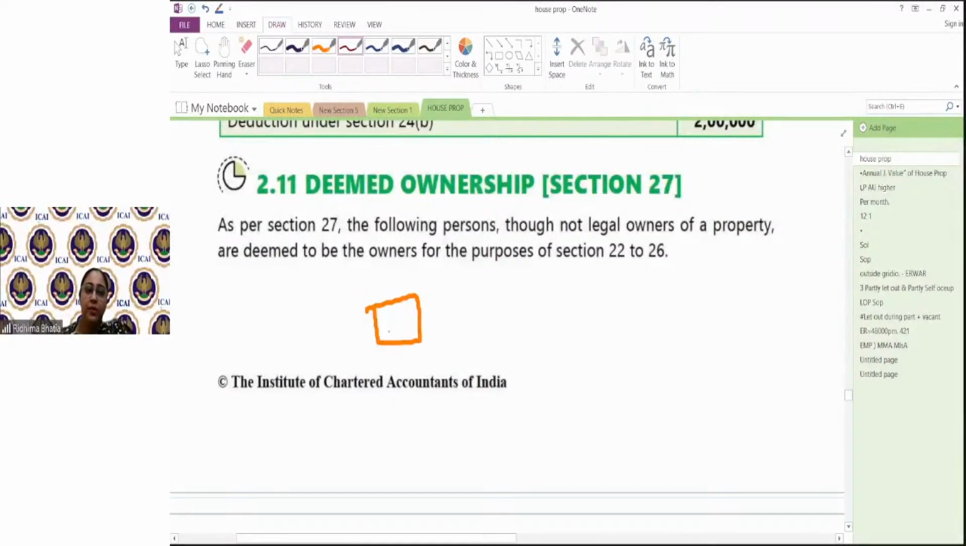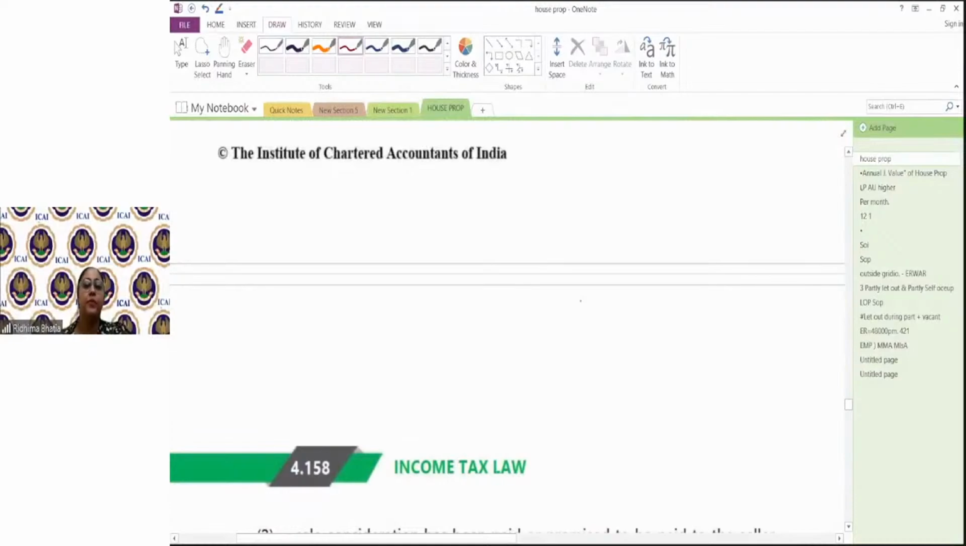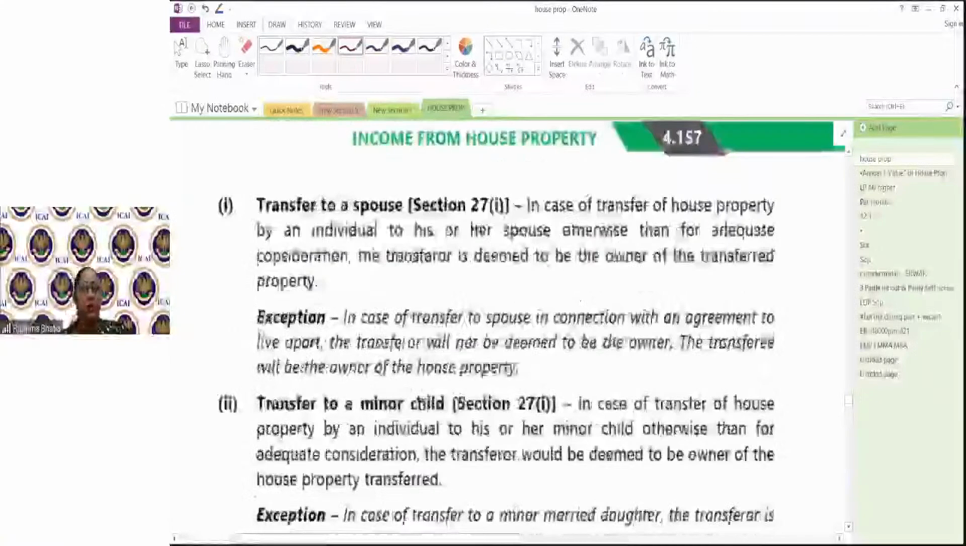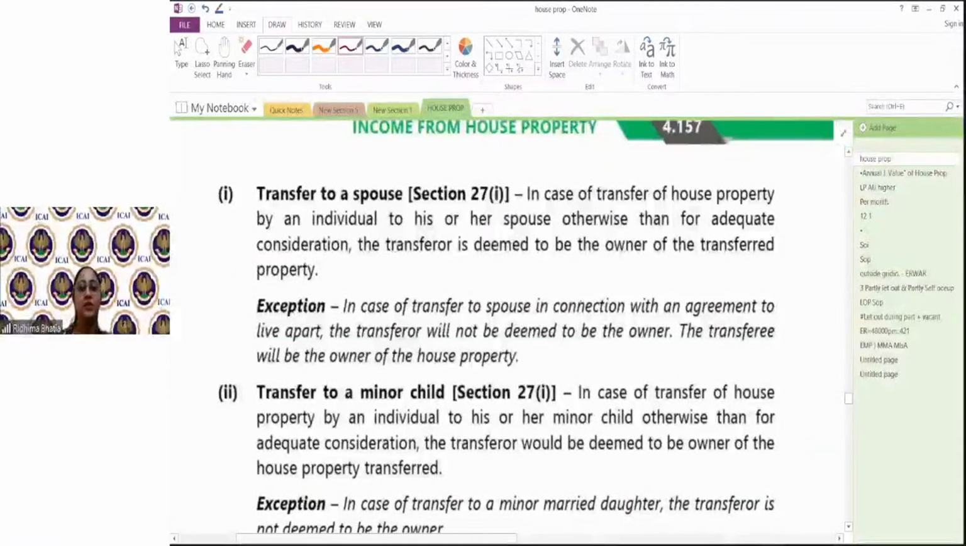लग रहा होगा कि property में नाम B का है, but because of the concept of deemed ownership, A would be deemed to be the owner, and A would be the person who would offer income from house property under his return. Okay, clear? चलिए आगे. Now, what all are the conditions? So there are 6, 7 conditions whereby deemed ownership comes into picture, whereby the title owner would be someone else, but another person would be considered as the deemed owner, and he would offer the tax on income from house property.